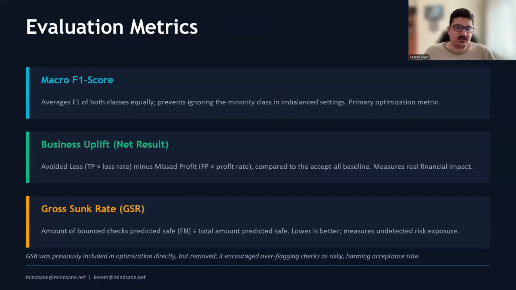Previously, this metric was included in the optimization directly, but we removed it because it encouraged overflagging, where it flagged a lot of safe checks as risky, which in turn lowered the gross sunk rate, but resulted in a lot of missed profits.